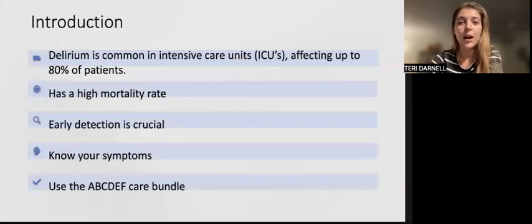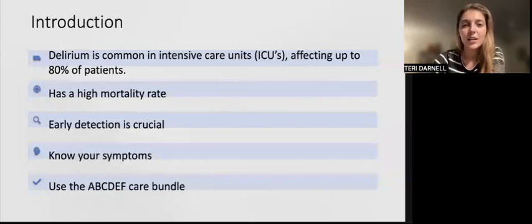Symptoms include, but are not limited to, hyperactivity, agitation, restlessness, and anxiety. You should assess pain, both spontaneous breathing and awakening trials, choice of sedation, delirium assessment, early mobilization, and family engagement. This is also known as the ABCDEF care bundle.